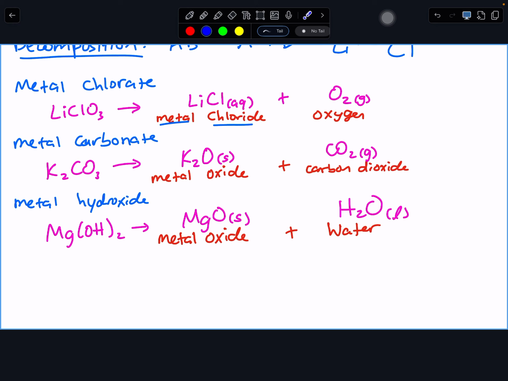Okay, so that's decomposition. Metal chlorates decompose into metal chlorides and oxygen. This one, metal oxide and carbon dioxide. And then metal hydroxides, metal oxide and water. And then you have to just remember that.